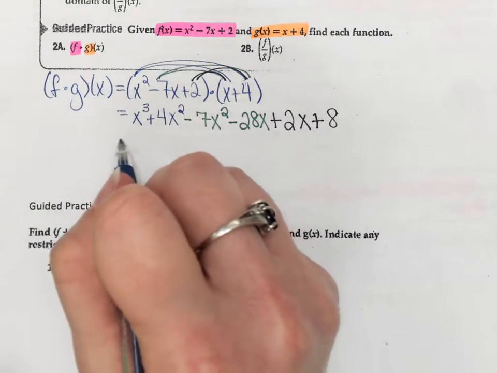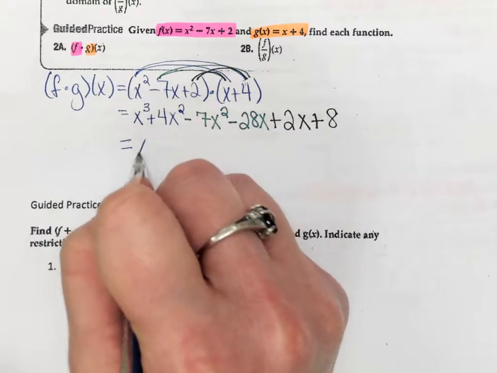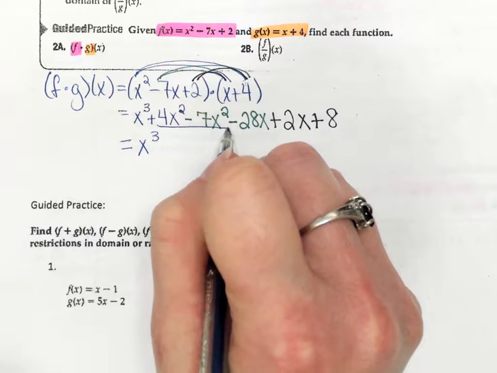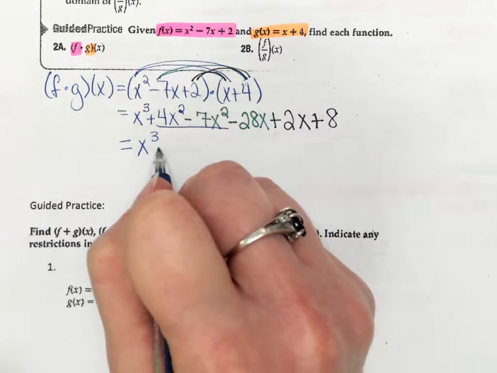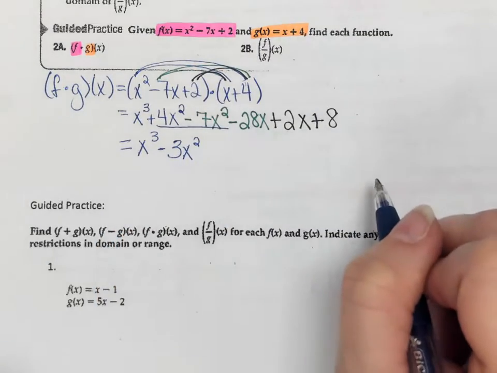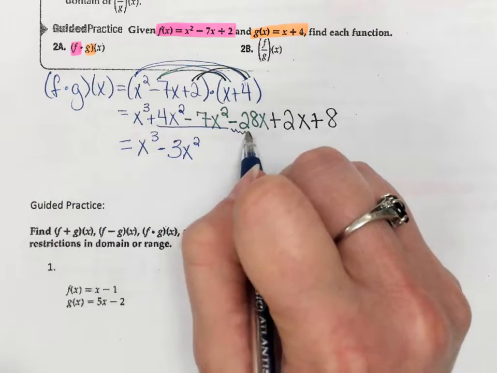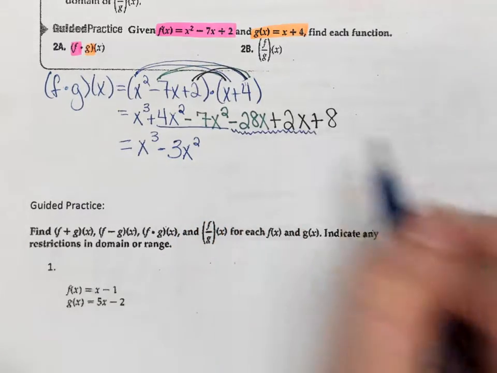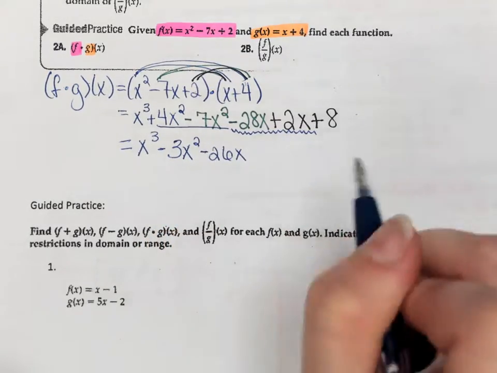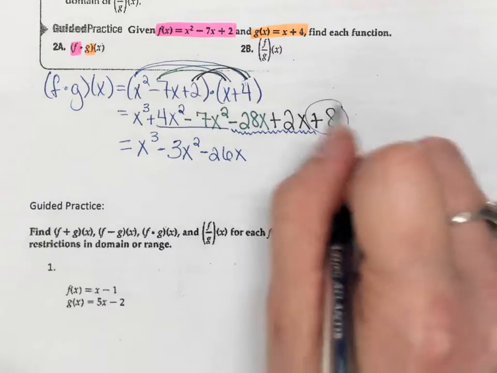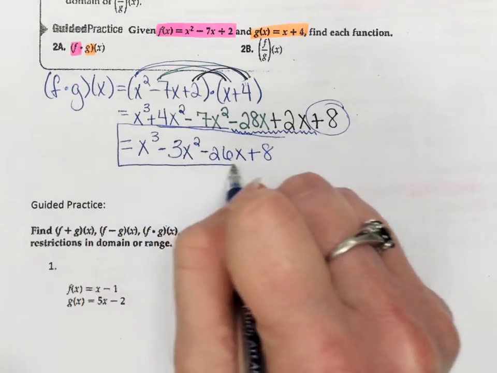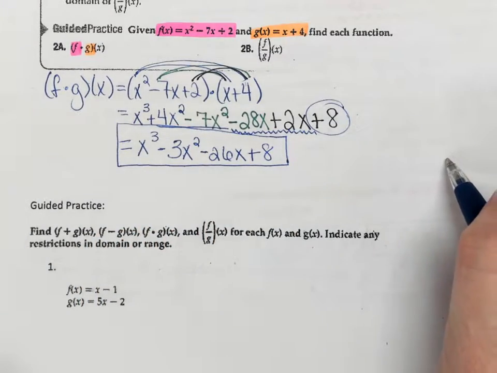All right, so let's talk about our like terms. Let's see. We have an x to the third. We have 4x to the second minus 7x to the second. So 4 minus 7 is negative 3x to the second. Then we have negative 28x plus 2x. Negative 28 plus 2 is a negative 26x. And then we're just going to bring down that plus 8. And since we do not have any more like terms, we are finished.